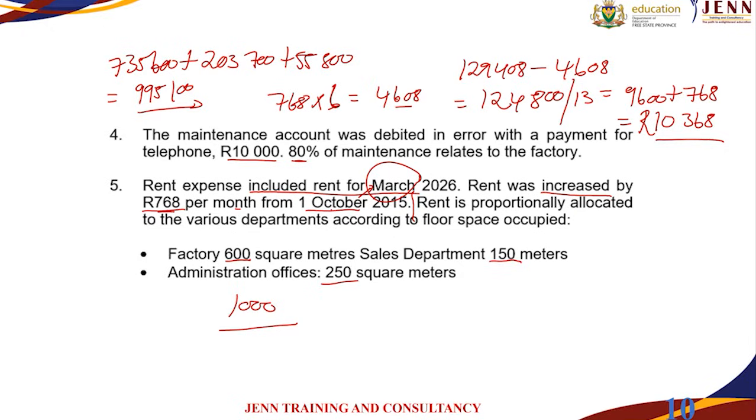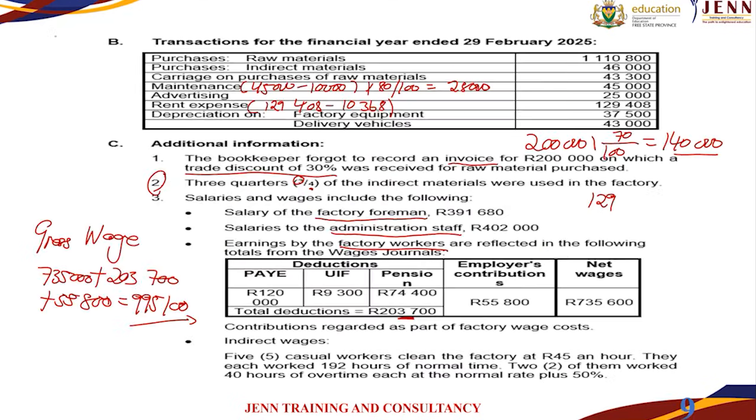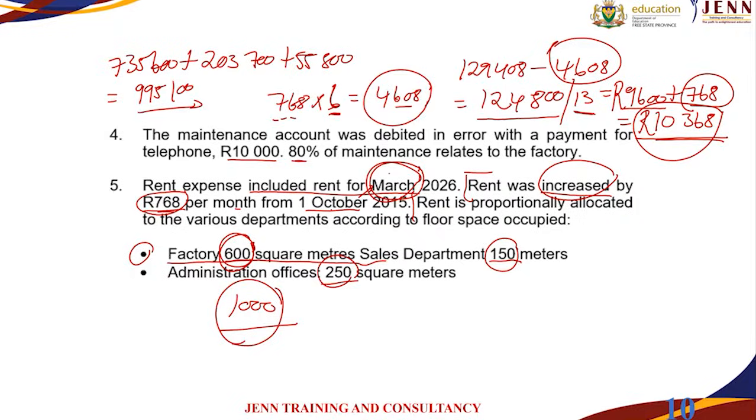But out of this 1,000, the factory is going to occupy only 600. So it means when we do the calculations for rent, we will have to multiply by 600 over 1,000. Why? Because not all the square meters were used by the factory. Out of 1,000 square meters, only 600 was used by the factory. And then our final answer now for factory, for rent expense, will be 71,424.